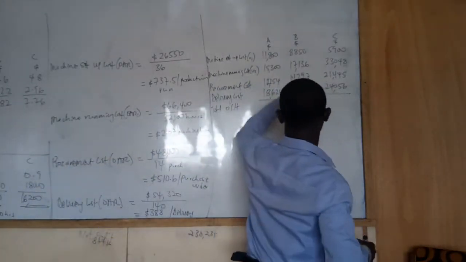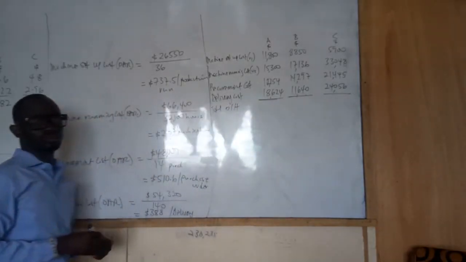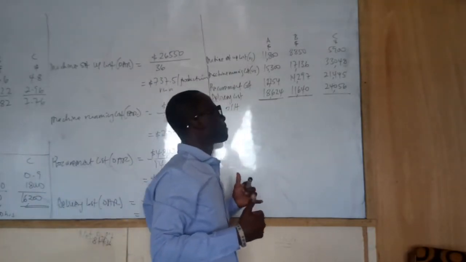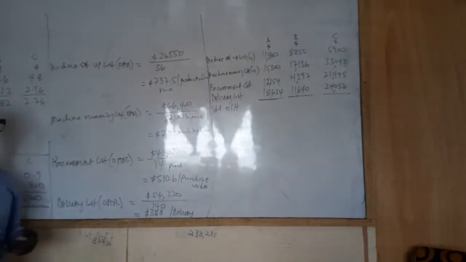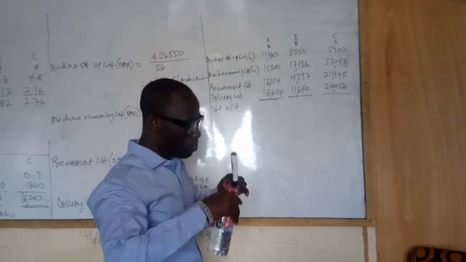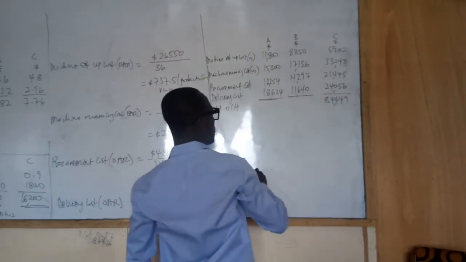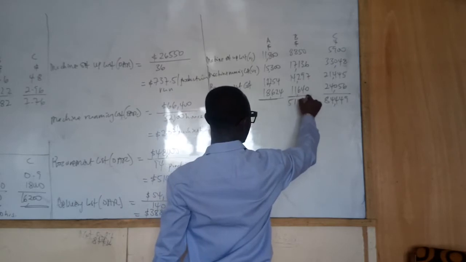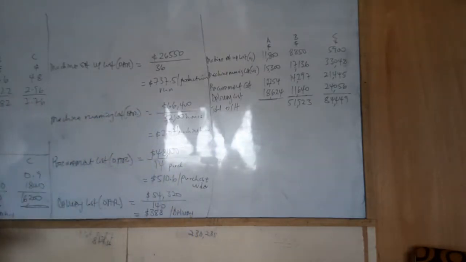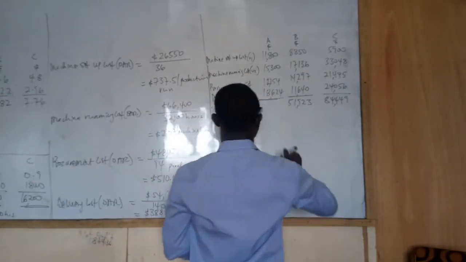So please add for me quickly, respectively. C is 8449. B is 51923. A is 57978.